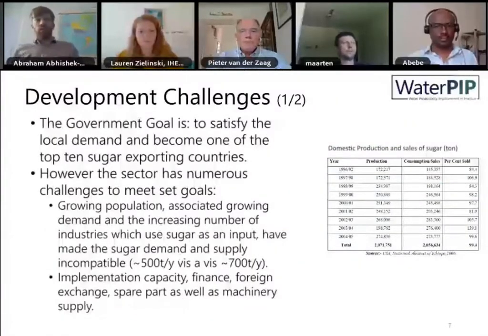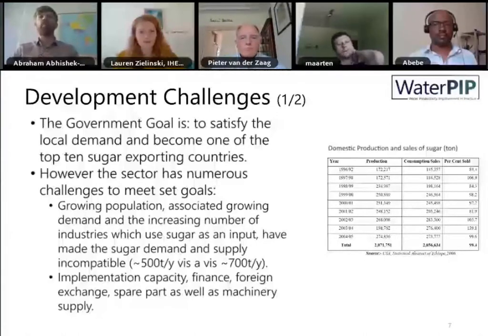So, back to the development of sugarcane. The government goal is actually to satisfy local demand and become one of the top 10 sugar exporting countries. As I mentioned, there is quite a lot of import going on. There is an increasing population and increasing demand, increasing wealth, etc., for sugar. And so the primary goal is to satisfy local demand.